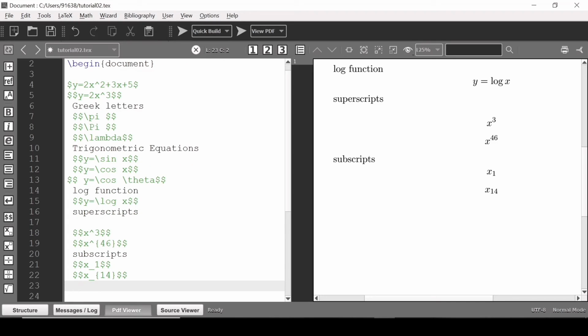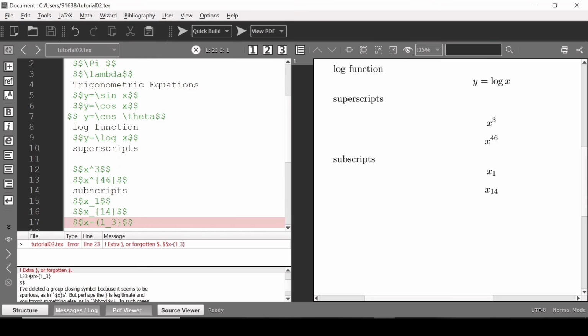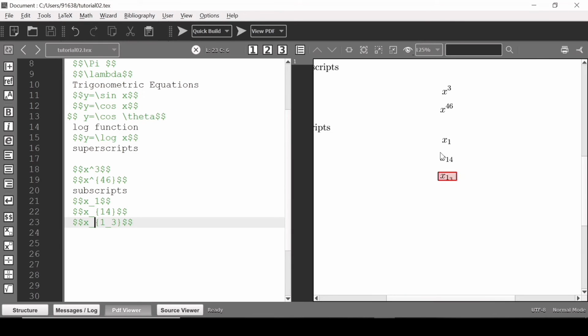So let's suppose a double dollar sign, x underscore, curly bracket 1 underscore 3 close, and then double dollar sign. What will you get? There is a mistake. This is minus. I made a lot of mistakes. Now let's see the result, and this is better: x subscript 1 subscript 3.